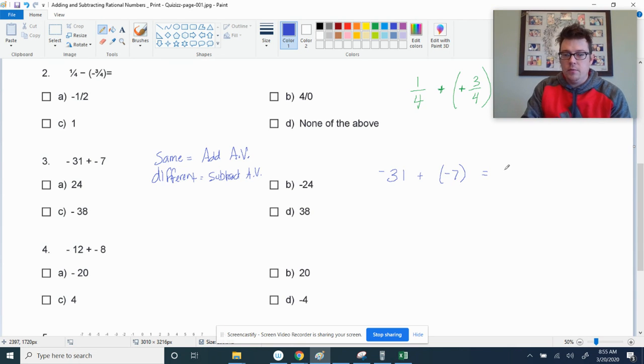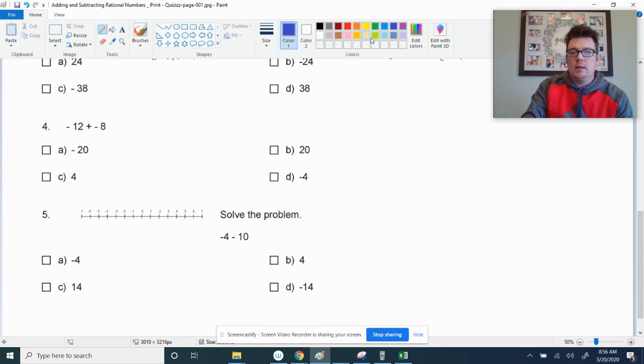So we're going to be negative. We know that from the 31 winning. And since the signs are the same, we add them. This would be negative 38. So that would be C. Lots of C's to start off here. All right, let's look at the next one.